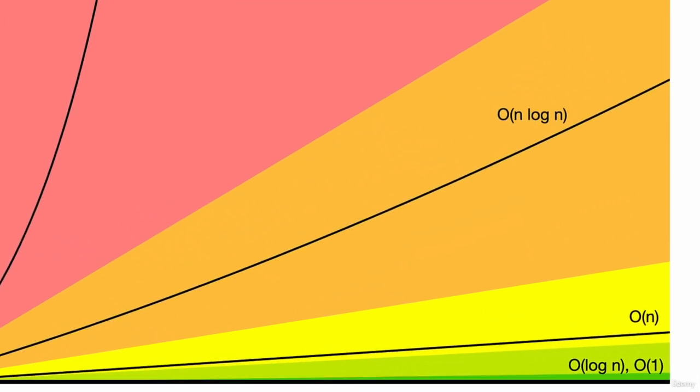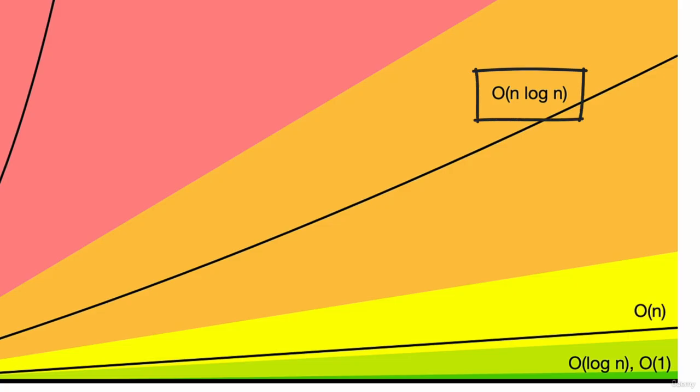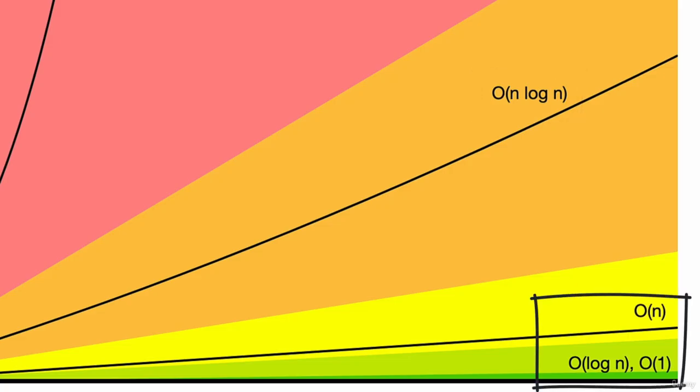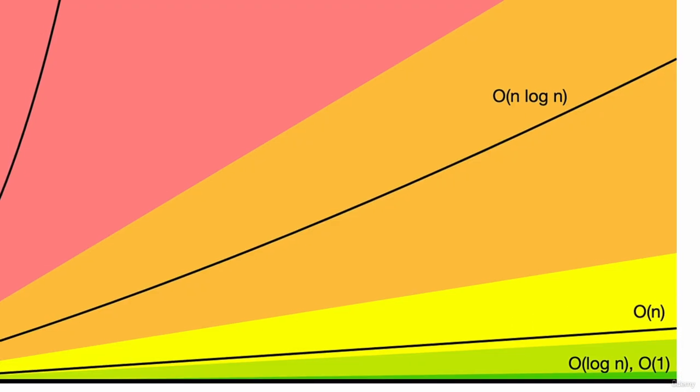O of n times log n. Remember, we're going to see this in a couple of sorting algorithms. And then down here is where we want to stay with these three. O of n, O of log n, and O of 1.